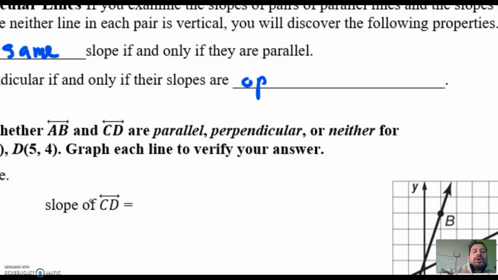So perpendicular, we should have figured out that the slopes were opposite. And then they're also reciprocals, so opposite reciprocals, which just means to flip the fraction. And remember, any number can be written as a fraction. So opposite reciprocals.